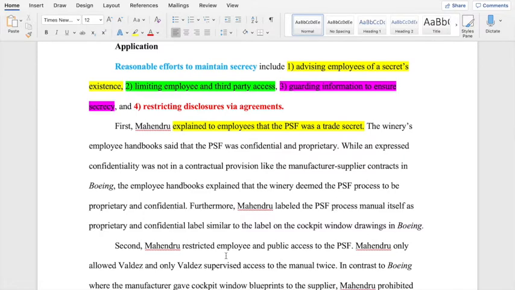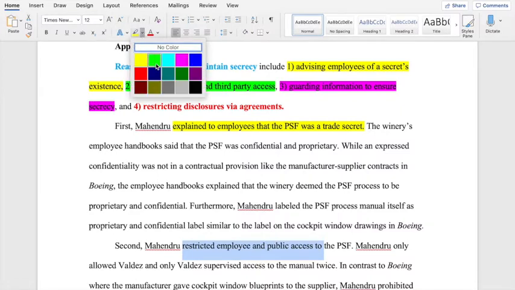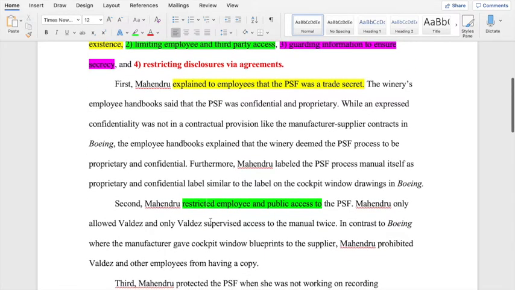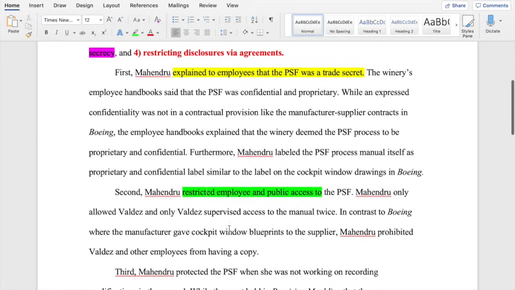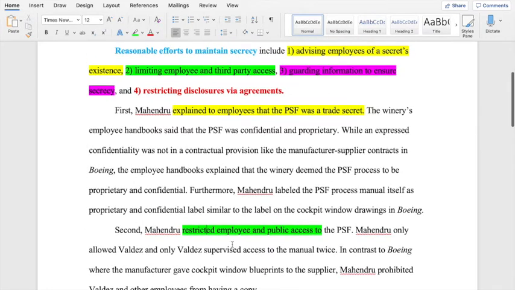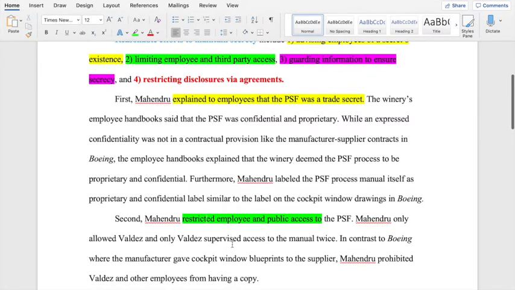All right, so then we look at the second paragraph, and let's see, Mahindra restricted employee and public access to the PSF. Well, again, this seems to be our second topic, limiting employee and third-party access. And then here it talks about how only this one person had it, and he was supervised, and he only got to see it twice, and that this other company actually let people see it a whole lot more, and even in that case, they found that Boeing had maintained reasonable efforts to maintain secrecy.